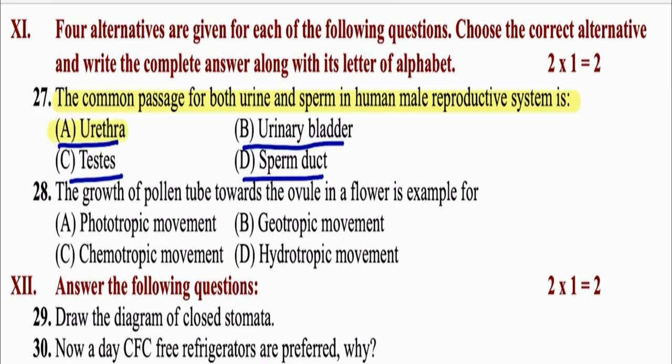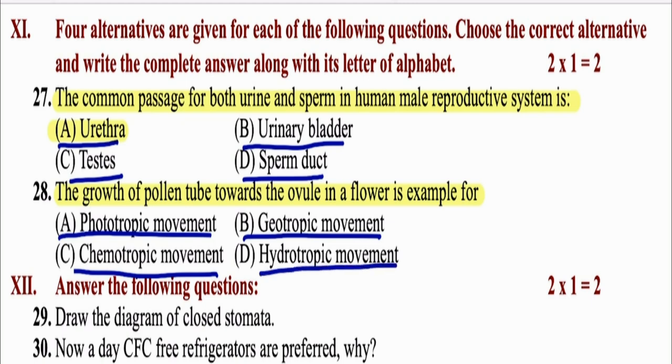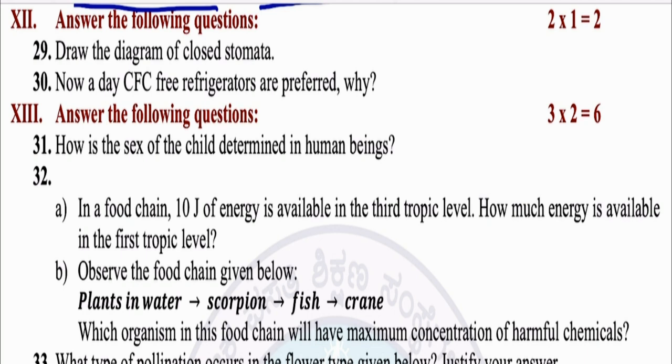Urethra. Question number 28. The growth of pollen tube towards the ovule in a flower is an example of option A. Phototropic movement, option B. Geotropic movement, option C. Chemotropic movement, and option D. Hydrotropic movement. The correct answer is option C. Chemotropic movement. 12th main. Answer the following questions.